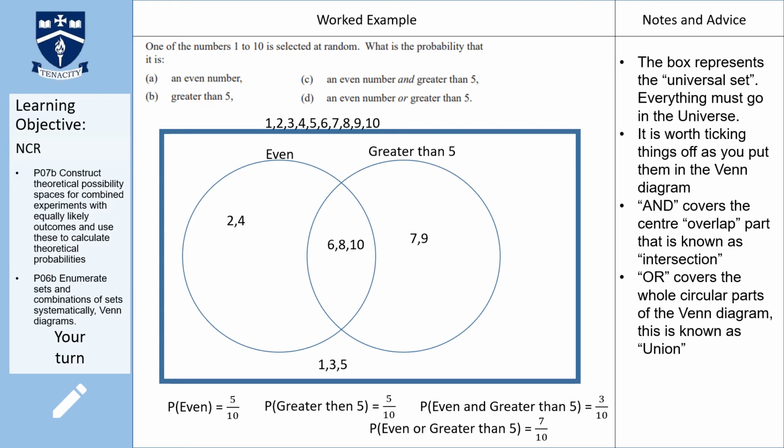And if you're looking at the or, so even or greater than 5, you're looking at the whole of what's in the circles, what's in the sets, and that's called the union. And in this case we've got 2, 4, 6, 8, 10, 7 and 9, which leads us to 7 numbers altogether that are even or greater than 5.